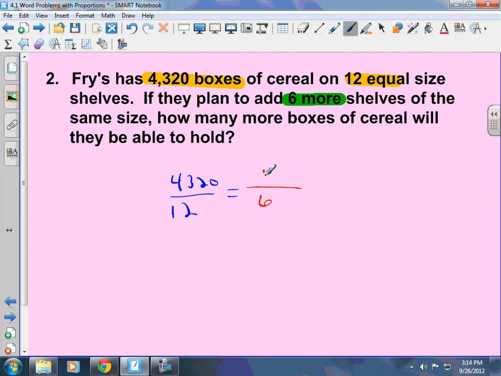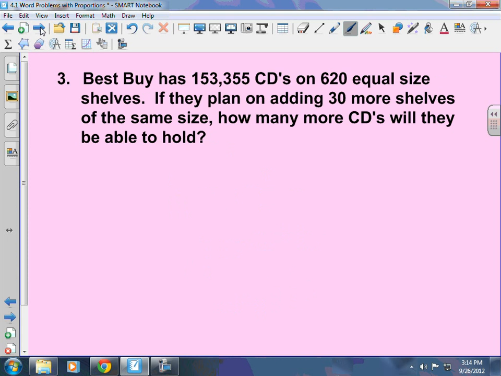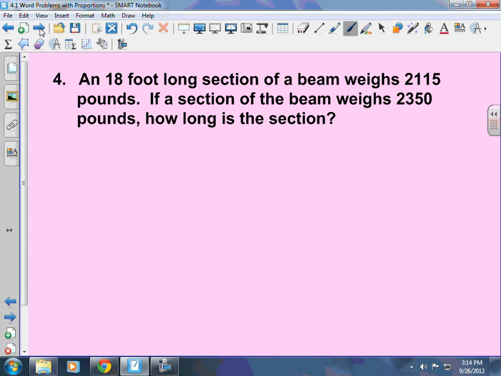Now I have 6 more boxes on X shelves. Shelves are on bottom, shelves are on bottom. So 12x equals 4,320 times 6 equals 25,920. Divide both sides by 12. 2,160 boxes. Okay? Okay, 3 is the same.